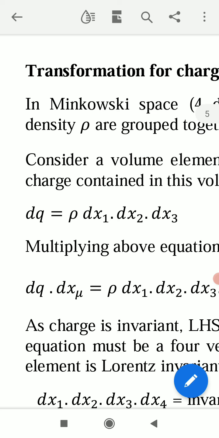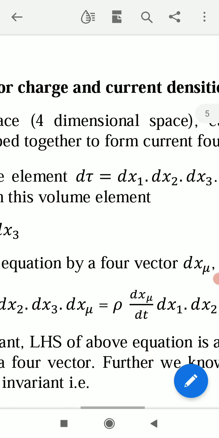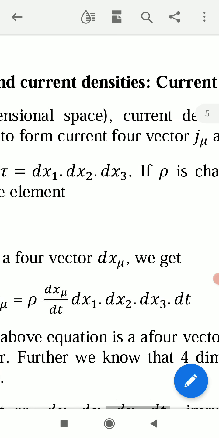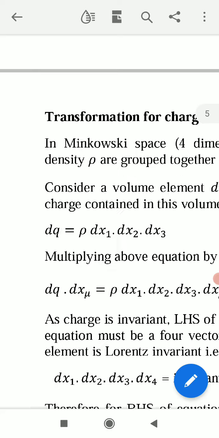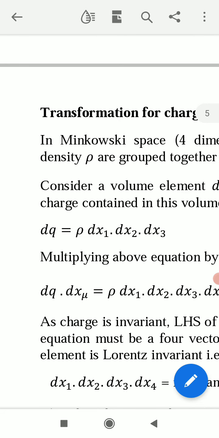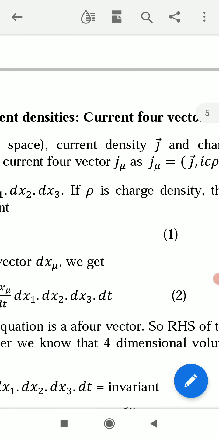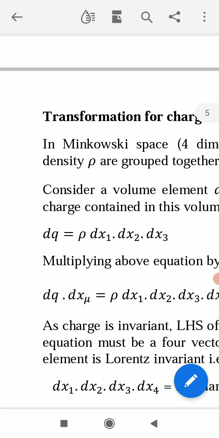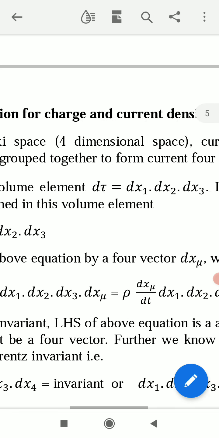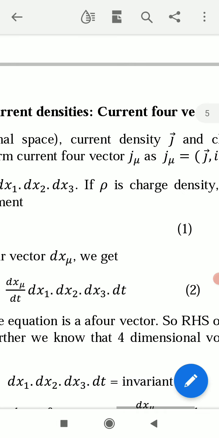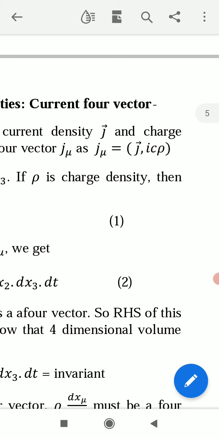Today's topic is transformation of charge and current densities and the current 4 vector. In Minkowski space, which is 4-dimensional space, current density J and charge density rho are grouped together to form the current 4 vector J mu, as J mu equal to J vector and i c rho.